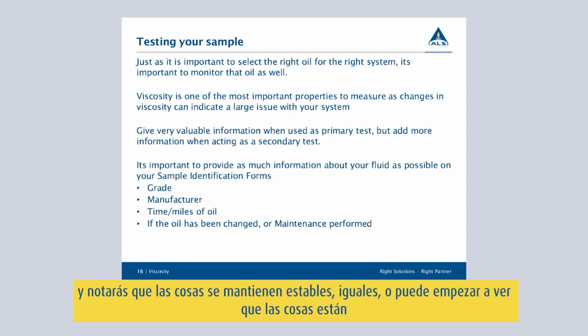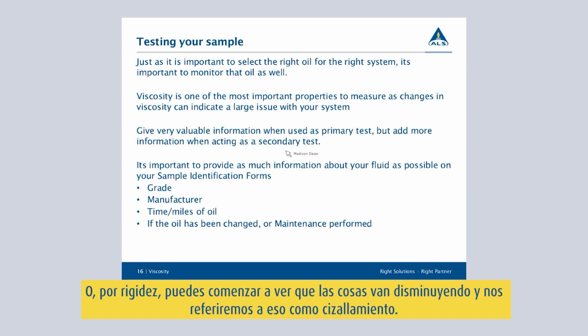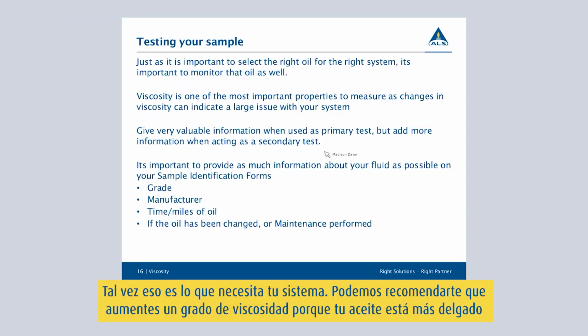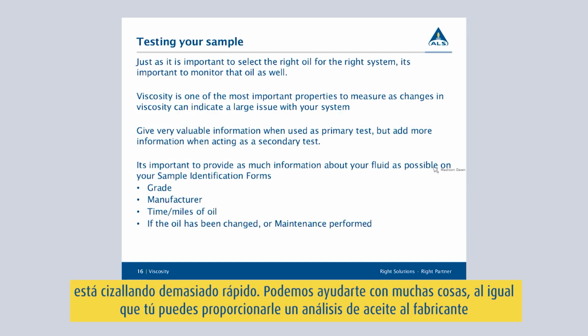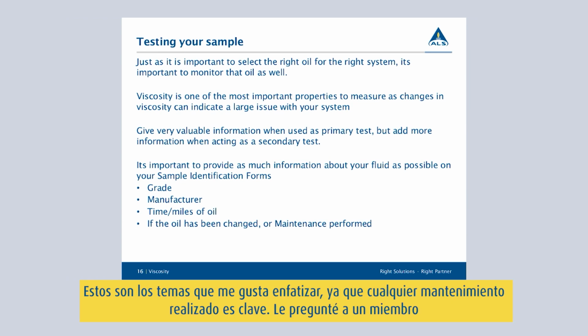You're going to see either things are staying steady, which are kind of just straight lines, or you can start to see things are increasing. And as certain tests increase, especially viscosity, sometimes the recommendation is to change it. Or for viscosity, you can start to see that things are decreasing, and we'll refer to that as shearing. So maybe we might recommend that you go up a grade in your viscosity, because your thinner oil is just shearing out too quickly. A lot of these things are things that we can help you with, as well as if you provide your oil analysis to the OEMs of either your equipment or the oil you're working with, they can provide you some guidance and assistance with that.